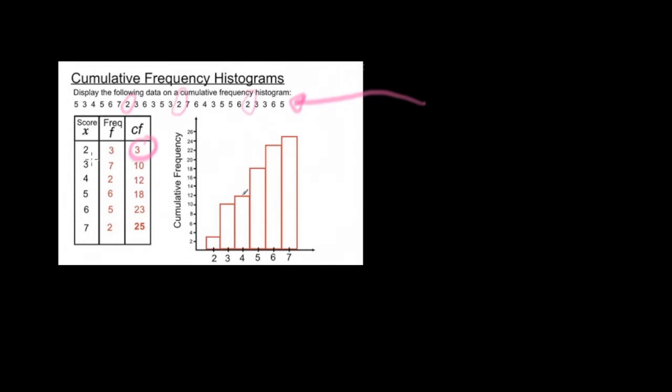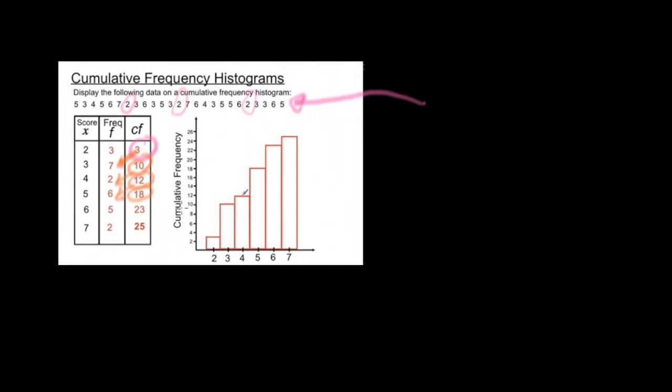Then how many people scored a 3? Well, there are 7 people. So what's the cumulative frequency? Basically you're taking this 3, adding the 7, and getting 10. So you're always adding down, and you can see you just keep getting bigger and bigger. And that's how the cumulative frequency tables get created. So it keeps accumulating upwards.